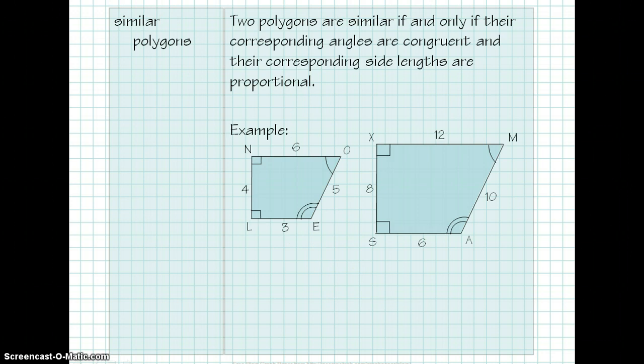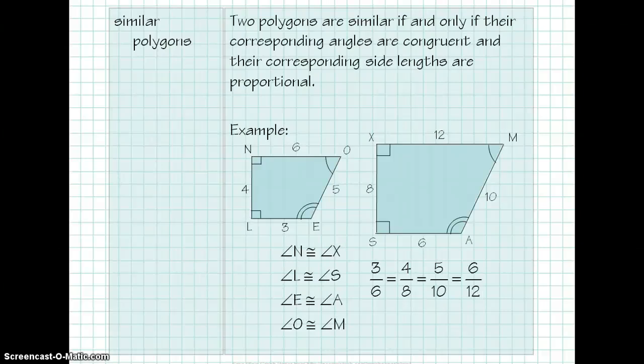Okay, similar polygons. Similar polygons basically have their corresponding angles congruent and their corresponding side lengths proportional. So I've got these two trapezoids here, and the angles are all congruent. The sides all have the same ratio, so 3/6 equals 4/8, etc.